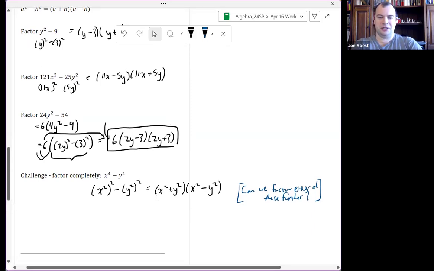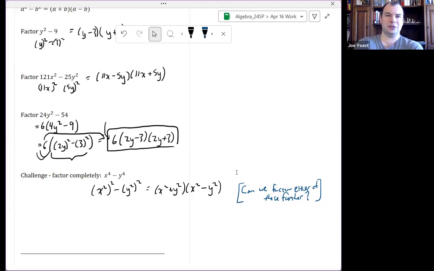I see that this factors into x squared plus y squared times x squared minus y squared. But I also notice that I'm left with quadratics, second degree polynomials. I might be able to factor one or both of these a bit more.